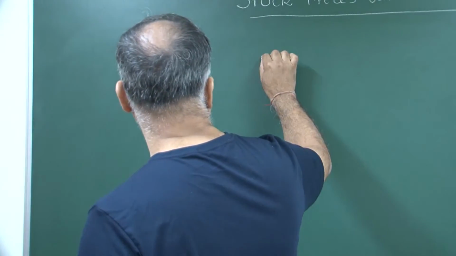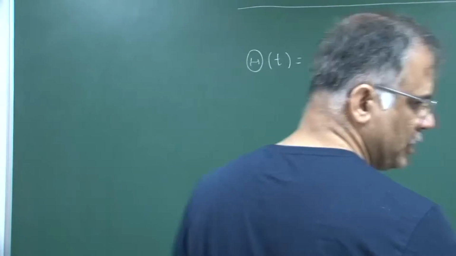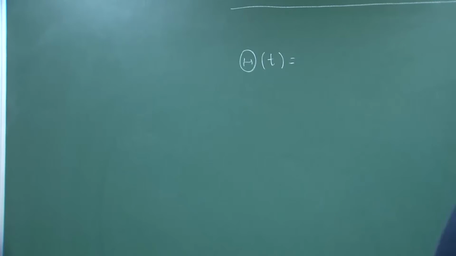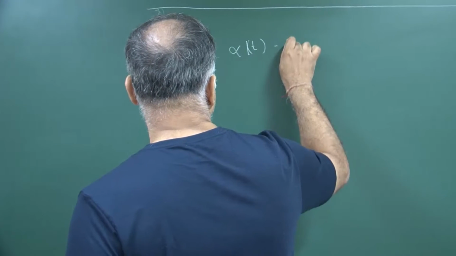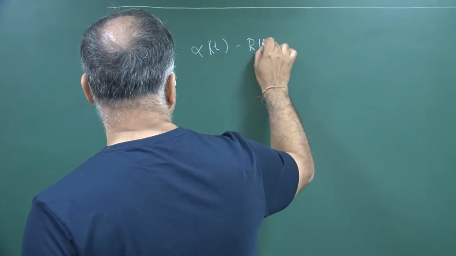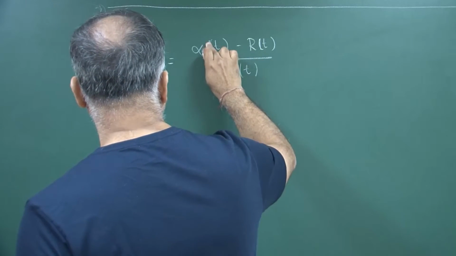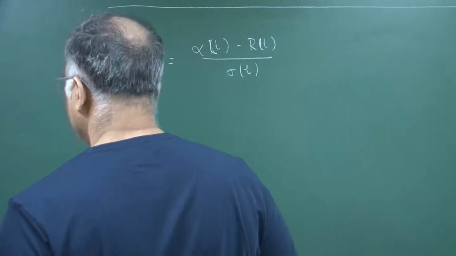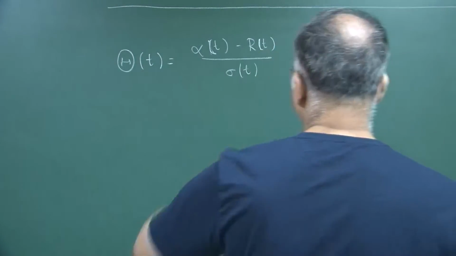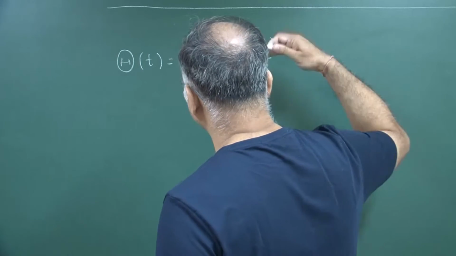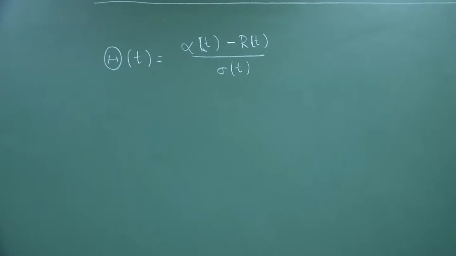Now, this term theta t, which is alpha t minus r t by sigma t, is always a non-negative function, because in general alpha t is the rate of return under the market probability, which is obviously bigger than the return for the money market. This is usually strictly bigger than 0. Okay.